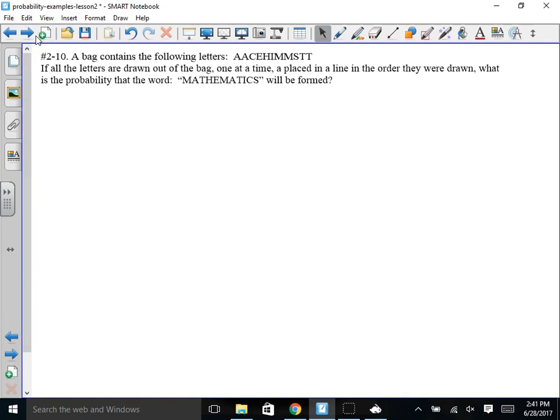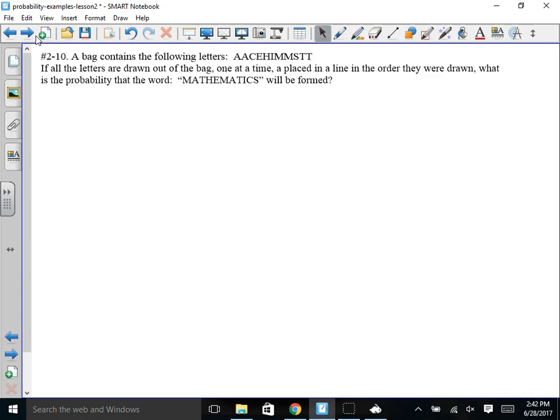In problem 10, it says a bag contains the following letters, and there's a big list of random looking letters here, but some are duplicated, I notice. It says if all the letters are drawn out of the bag one at a time, so we're going to draw every single one of the letters, and we place them in a line in the order that they're drawn, so the order matters here, then what is the probability that the word mathematics will be formed? All right, so it looks like what we're saying is, how many ways can I line up these symbols so that this specific ordering happens?